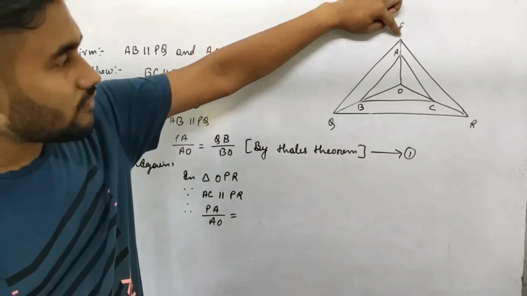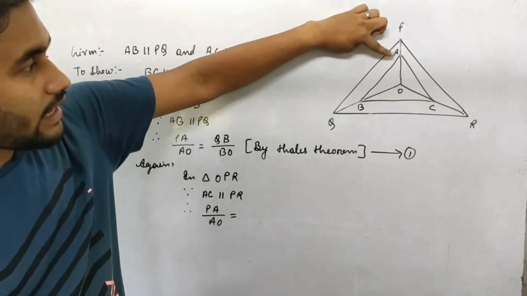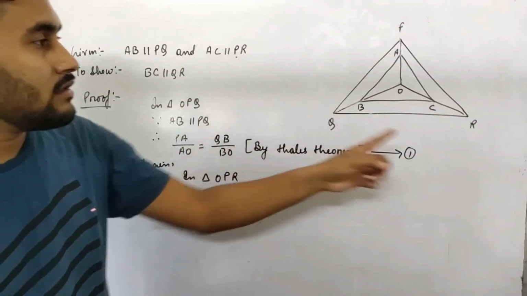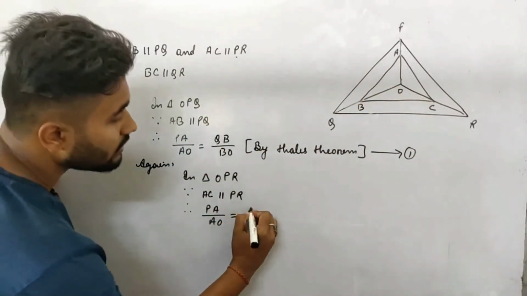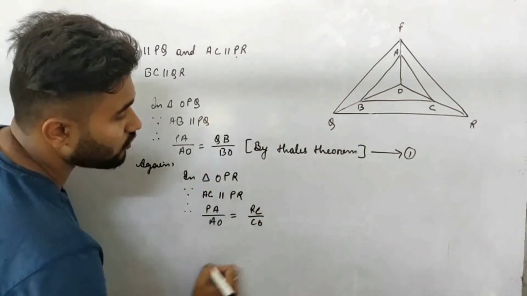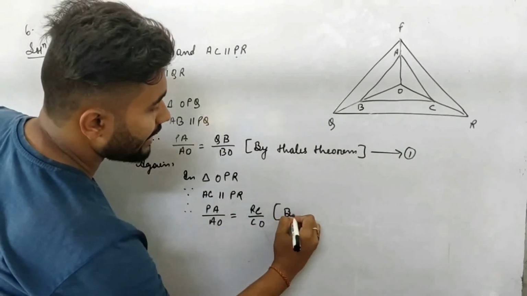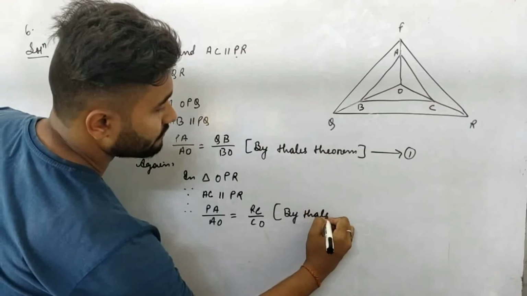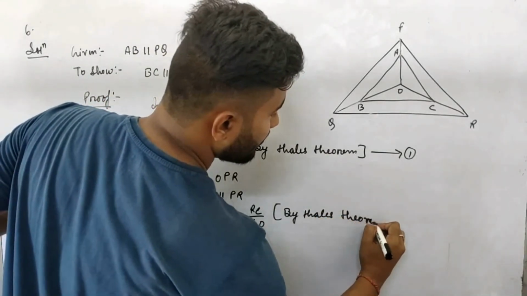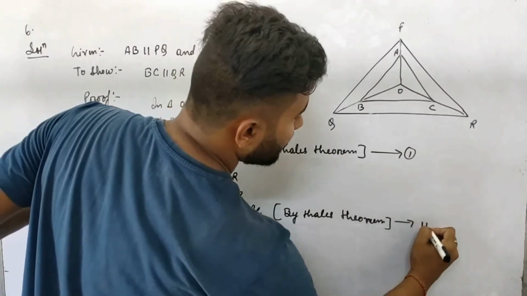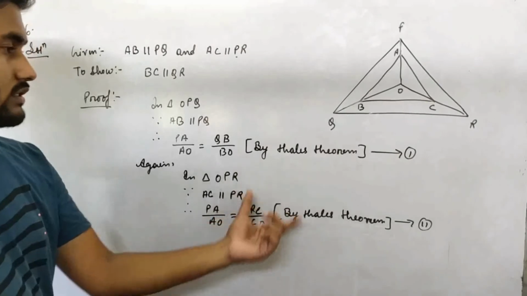PR: first start from P, and AC, so come to A. From P, A to O. Another point was R, so from R come to C, then C to O. So that will be RC by CO. So you write by Thales theorem. Understanding the triangle is the most important thing. If you can understand the triangle, you will get the idea. So this is equation 1 and 2.